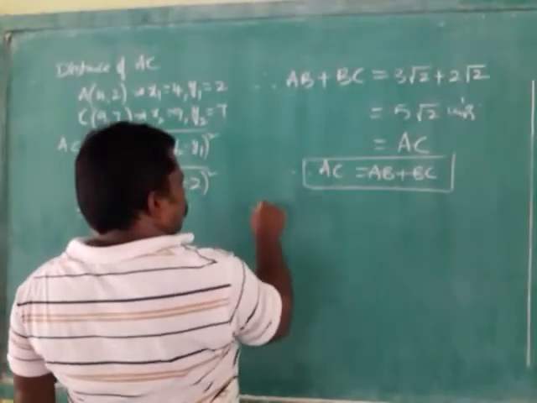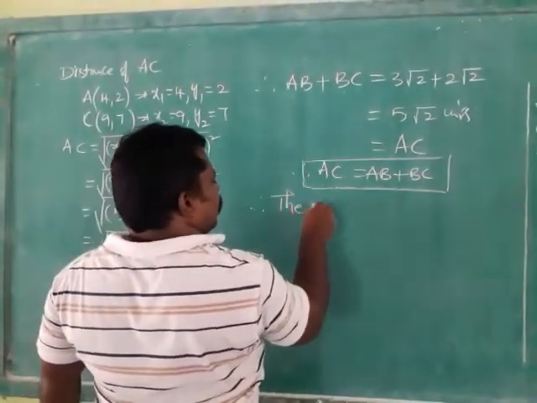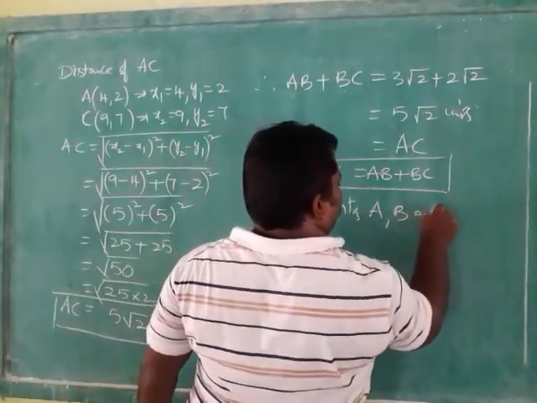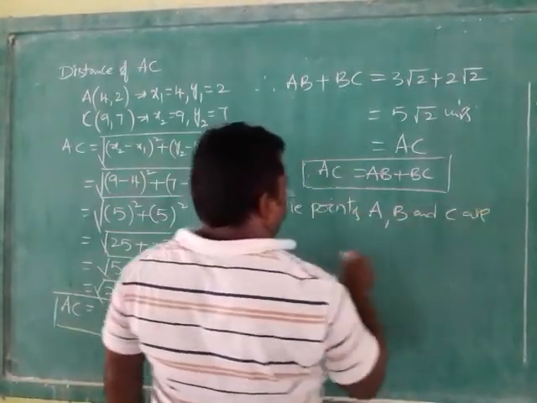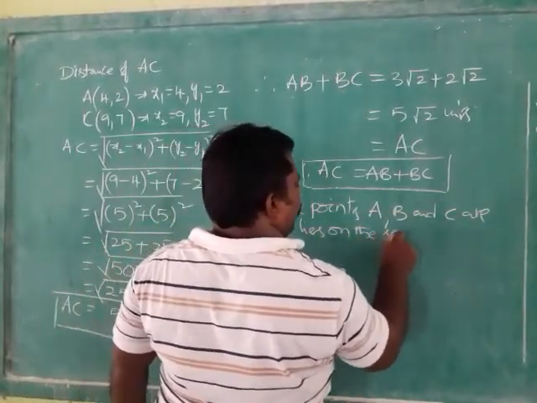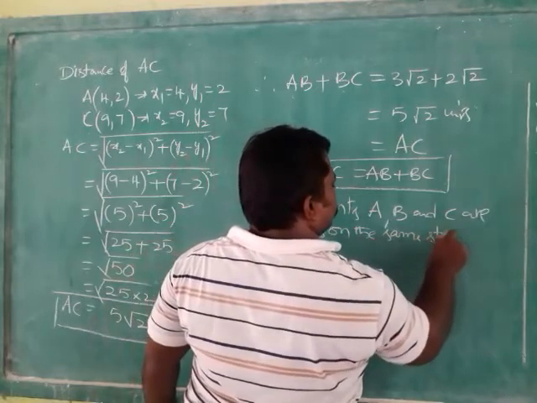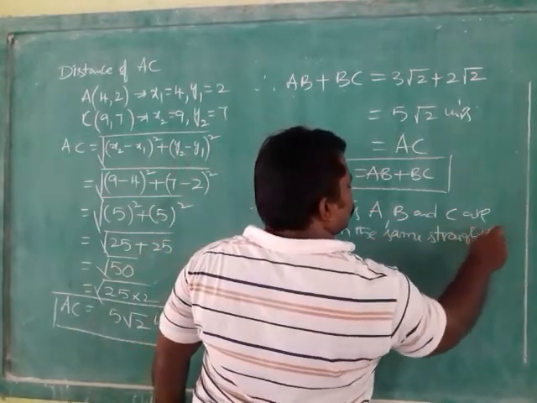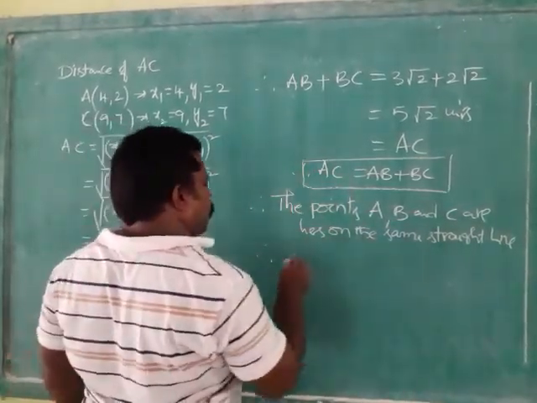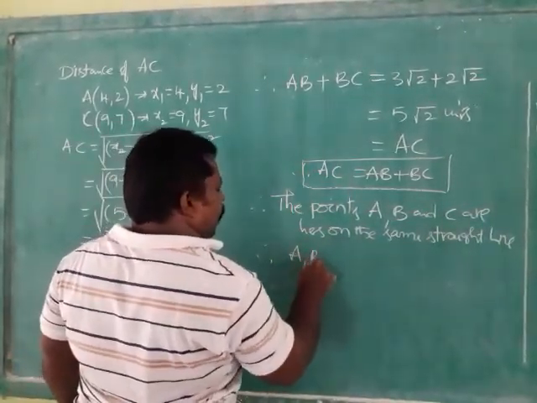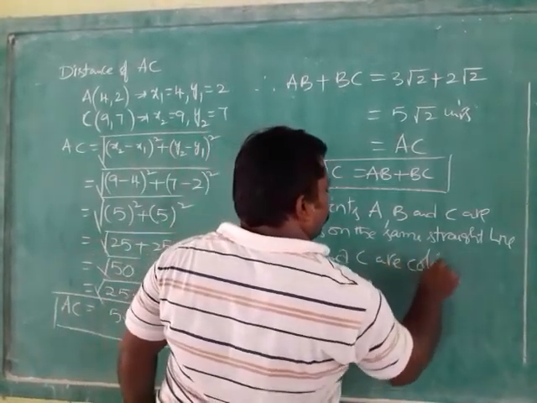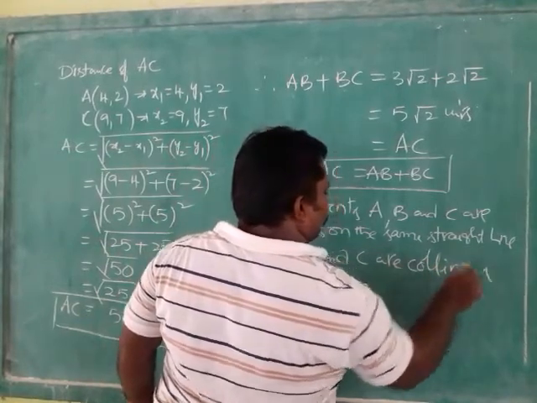Therefore, the points A, B and C lie on the same straight line. Therefore, we conclude that A, B and C are collinear points.